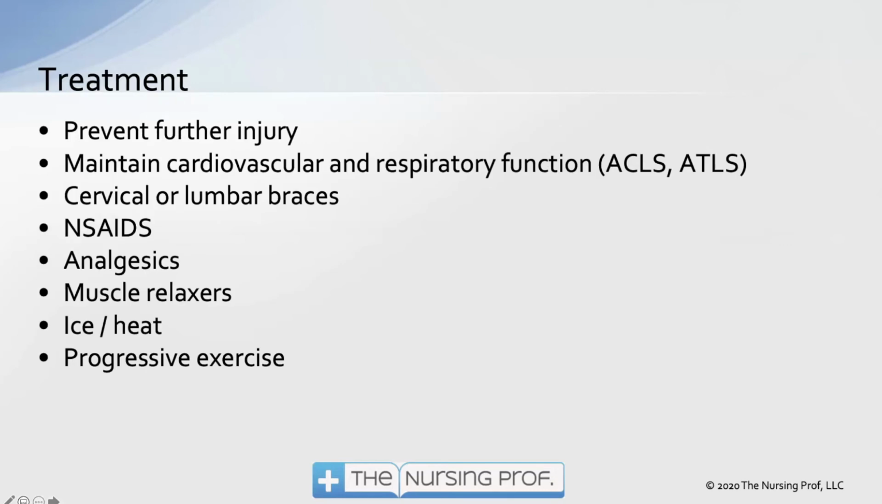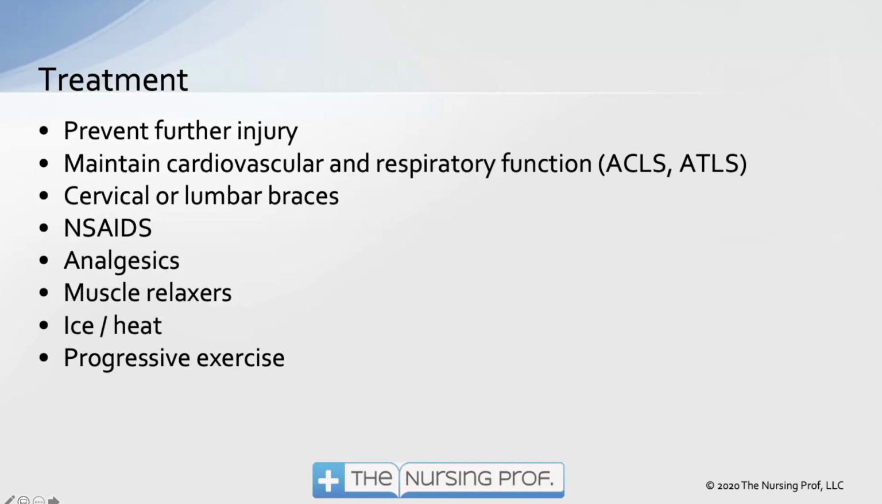Treatment, we want to prevent further injuries. So whatever injury has occurred, we don't want it to become any more than it is. Maintain our cardiovascular and respiratory function. Again, if this is a high cervical spine injury, we can be losing both cardiovascular and respiratory function. Cervical and lumbar braces may be necessary for those type of injuries. Non-steroidal anti-inflammatories in some cases, although they will, in most cases, interfere with the healing process of the bone. Analgesics will be necessary. Muscle relaxers.